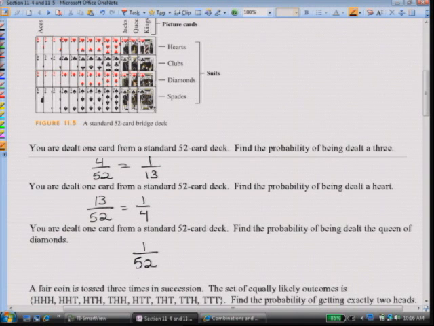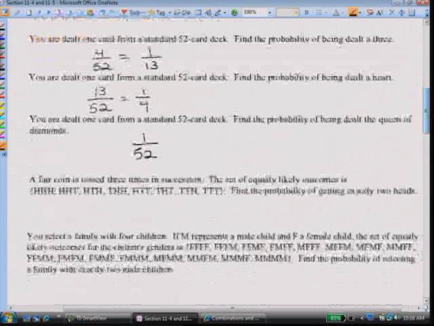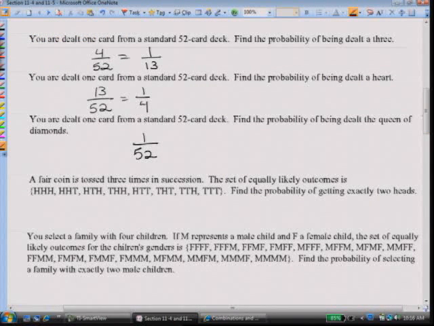Okay. Now for the next few problems, they actually give you the sample space. But towards the end, we're going to recognize that we could have computed the number in the sample space with our permutation formula. Now they tell you a fair coin is tossed 3 times in succession. The set of equally likely outcomes is all heads, 2 heads and a tail, head, head, tail, head, tail, head, tail, head, head, head, tail, tail, tail, head, tail, tail, tail, head, and tail, tail, tail. Right? Those are all the different things that could come out.